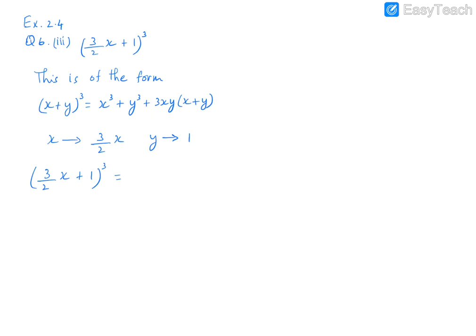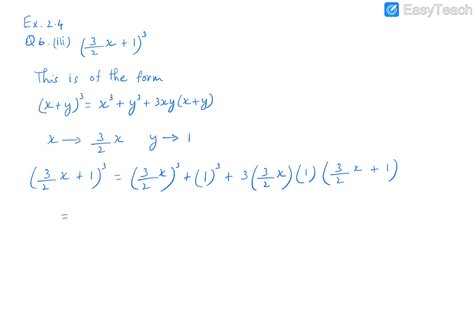So in place of x on the right hand side we have 3 by 2x, so that's 3 by 2x cubed, plus in place of y we have 1, so it will be 1 cube, plus 3 times xy, so 3 times x is 3 by 2x, and in place of y we have 1, into x plus y. X plus y is, in place of x we have 3 by 2x, plus y is 1. So we just need to simplify this and we will have our final expansion of this particular expression.